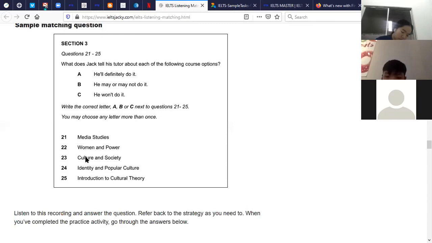So there are 5 courses. We have media studies, women in power, culture and society, identity and popular culture, and introduction to cultural theory, and there are only 3 options of answers. He will definitely do it, he may or may not do it, and he won't do it. So match his opinion with the courses.